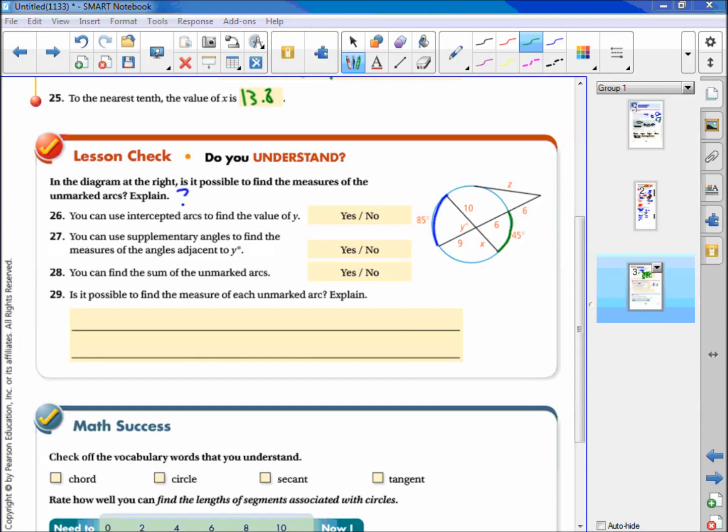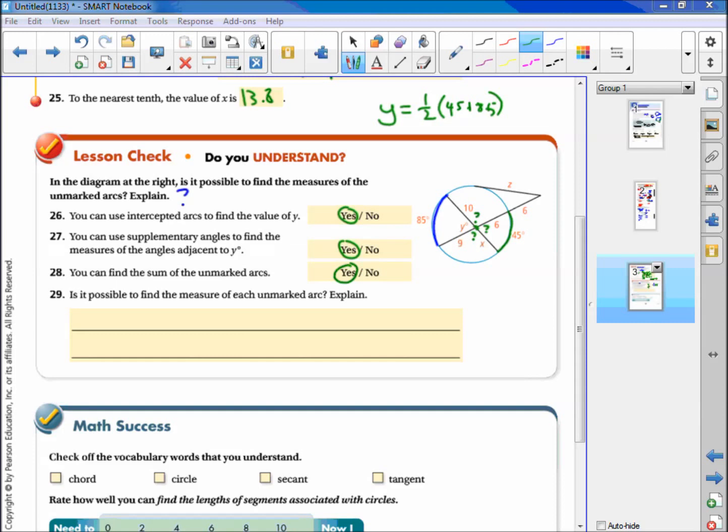So you can use the intercepted arcs to find the value of y, and this is yes. Okay, this is theorem 12-13, I think. These two intercept in between. So we could say y is equal to 1/2 of the sum of the two arcs. So 45 plus 85, and that would let us find y. Then you can use supplementary angles to find the measures of angles adjacent to y. Sure, that would let us find this one and this one. We'd also know that that's also the same as y, so we get all those angles. You can find the sum of the unmarked arcs. Yeah, we could do that. We know what they're all going to add up to.